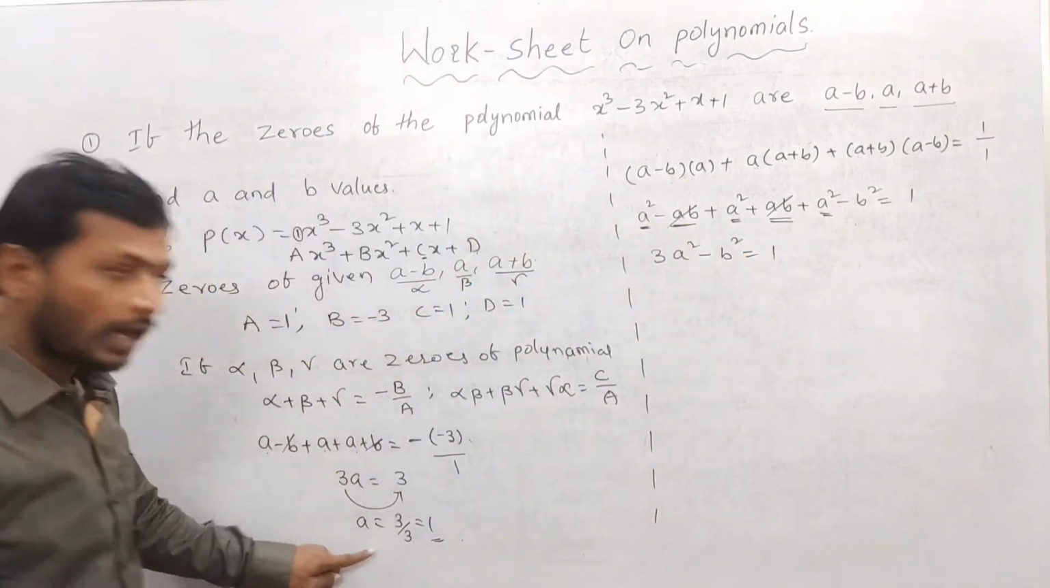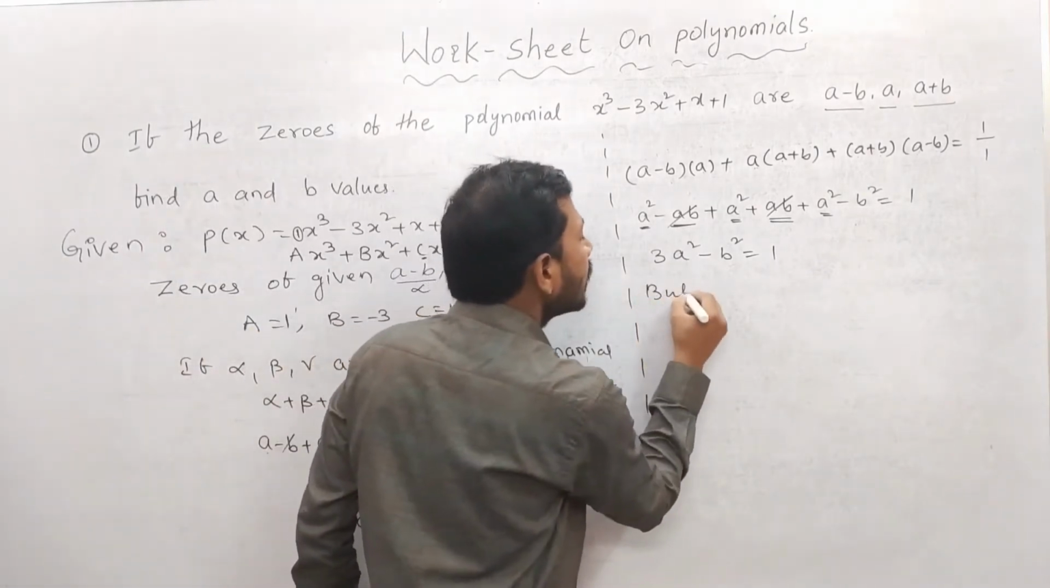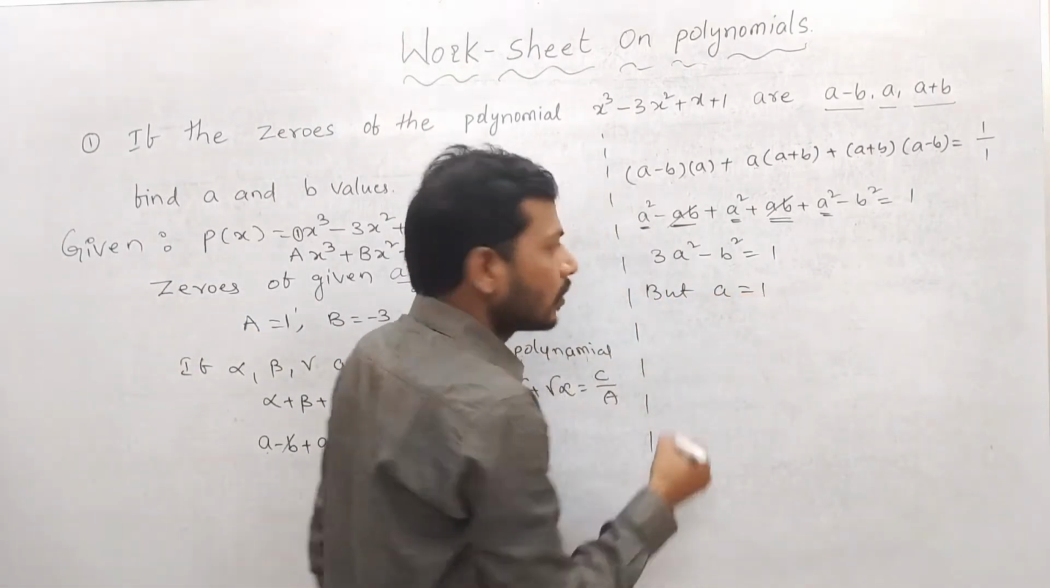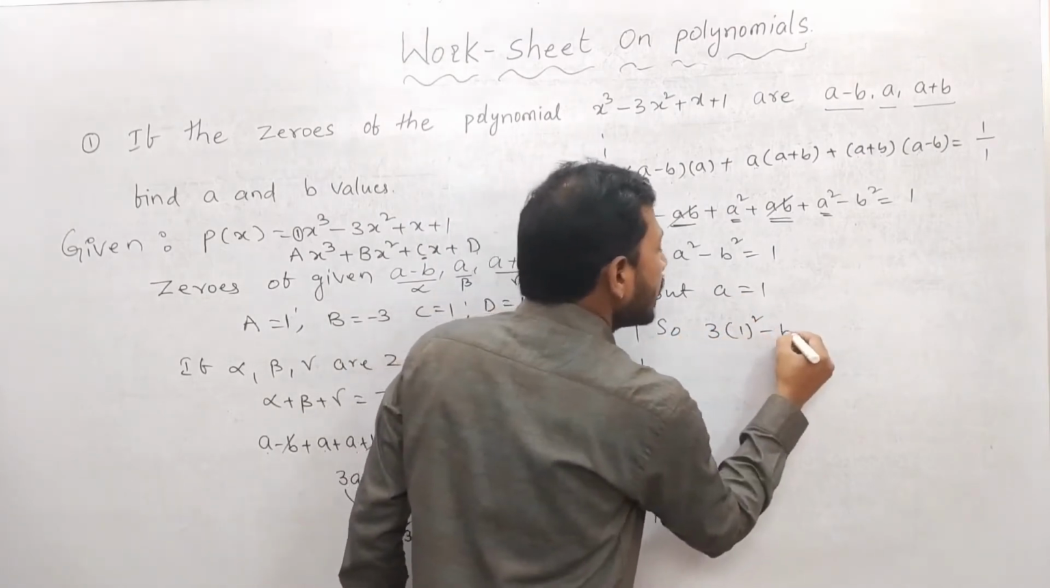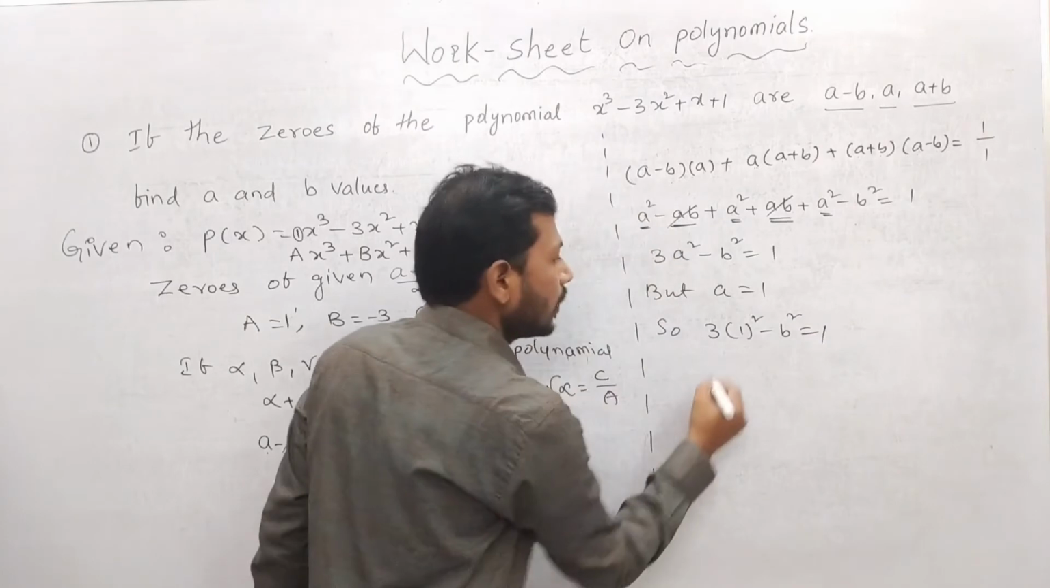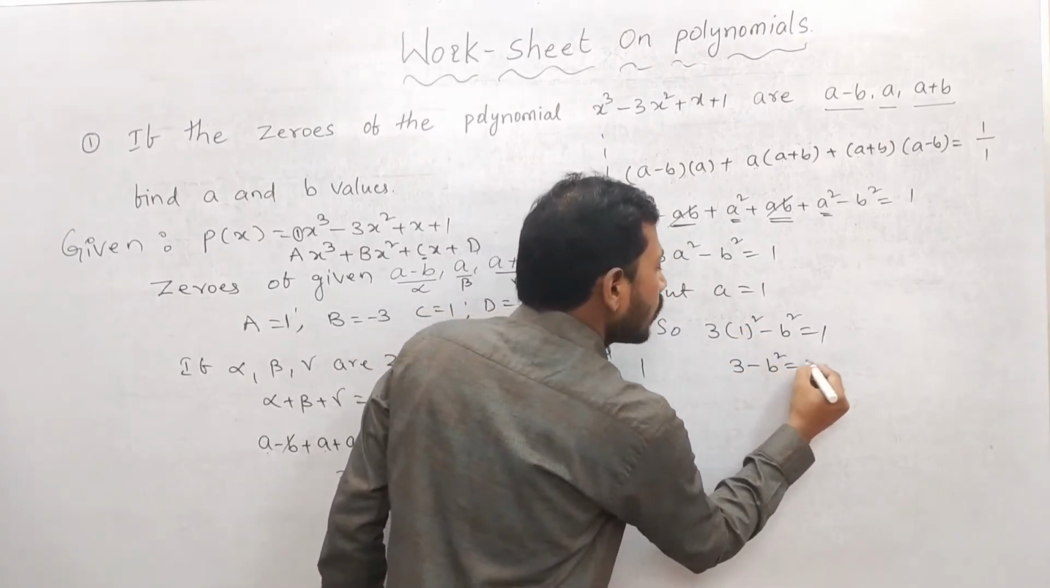But the value of a you already know very well. So I am writing here, a equals to how much? 1. So 3 into 1 square minus b square equal to 1. Then 3 into 1 square is nothing but 3, minus b square equal to 1.